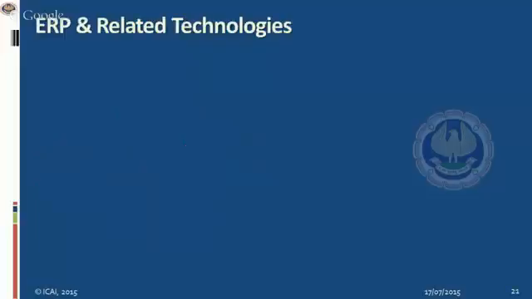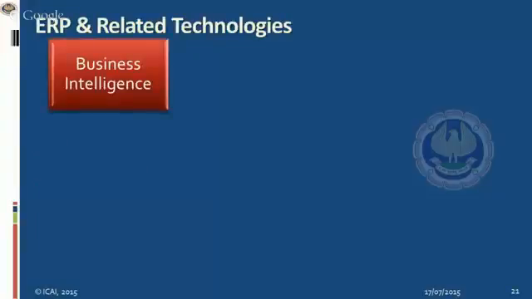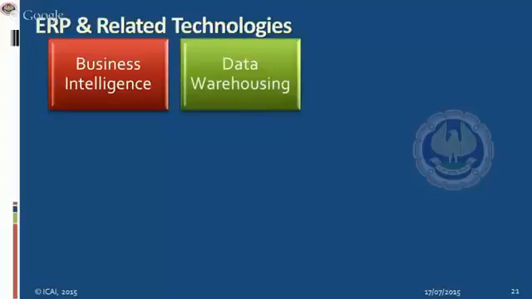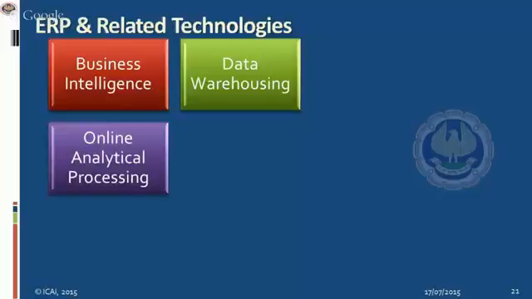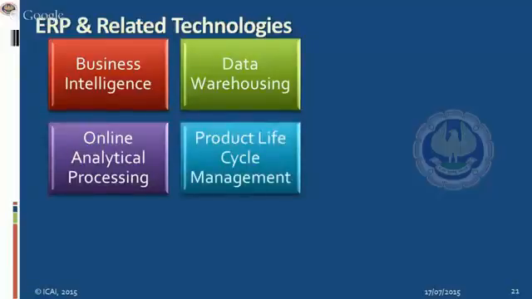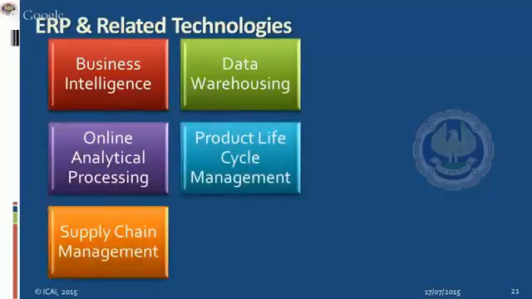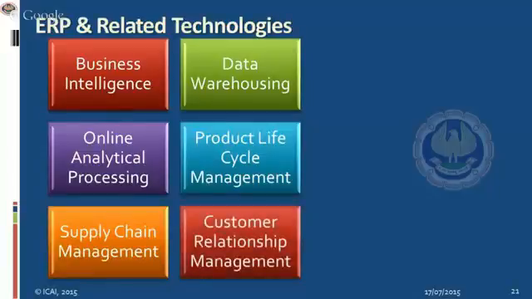ERP and related technologies. There are different types of technologies which are used in case of ERP software, and these can be divided into the following types: business intelligence, data warehousing, online analytical processing, product life cycle management, supply chain management, and customer relationship management. These are by and large the technologies which are used in case of ERP. Let us discuss all these concepts one by one.